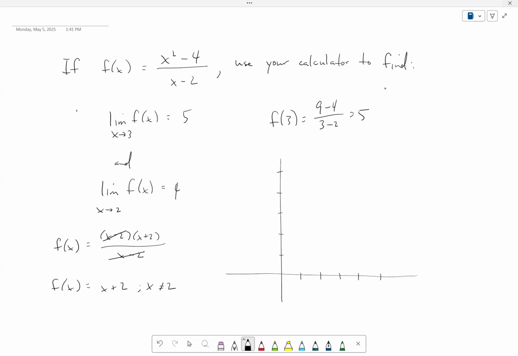Okay. So yeah, something strange is happening here. It's definitely a rational function. So they either have asymptotes or holes. Is this an asymptote? It is a hole. Okay.